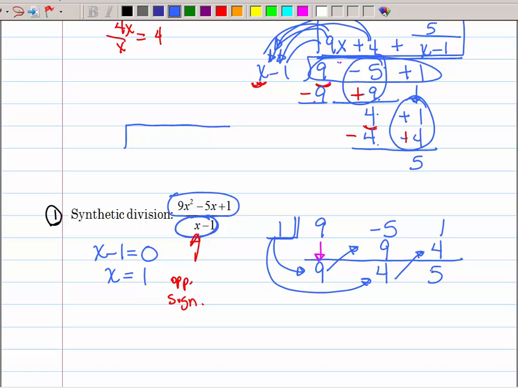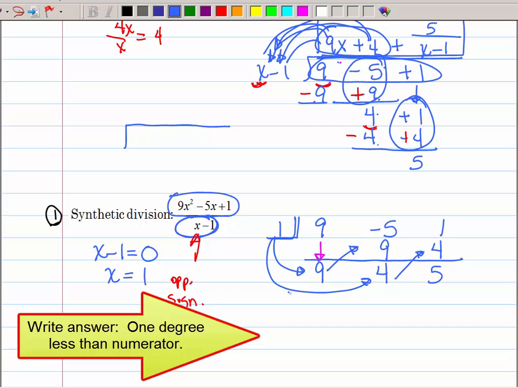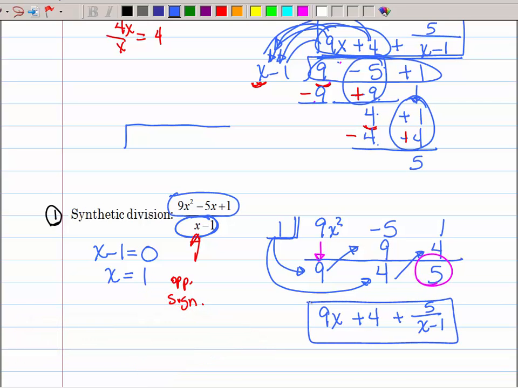The last step is to write your answer. Notice your answer was 9x plus 4. That's 1 degree less than what you started out with. So if this is 9x squared and you're dividing by an x, that's going to go down 1 degree less. So I have 9x plus 4. This is always your remainder, and you put your remainder over your divisor. So instead of taking 1, 2, 3, 4, 5, 6 lines of notebook paper to work the problem, we have 1, 2, 3, and we're done.